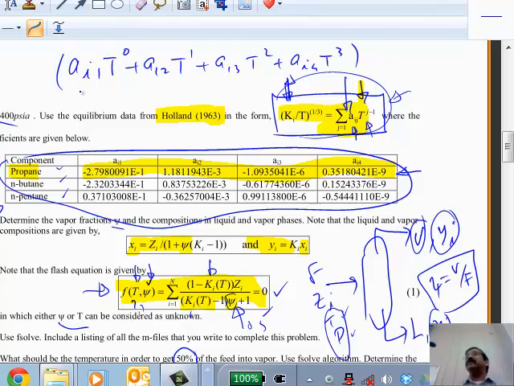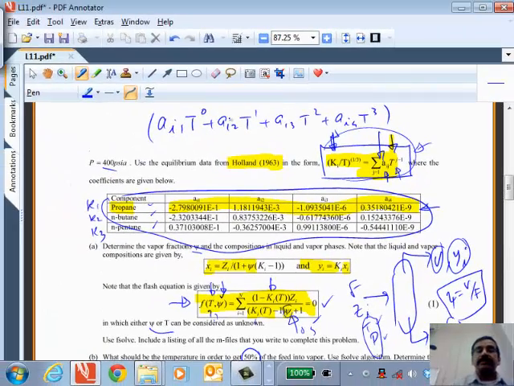I is the component number. I equals 1 means propane, I equals 2 means butane, etc. Okay, so these are all I. So I have 4 numbers in A, and I need to multiply it by t to the power 0, t to the power 1, t to the power 2, t to the power 3, and then add them up. And then I need to raise this whole to the power 3. Why? Because I have 1/3 in here. Okay, so raise both sides to the power 3 and then multiply it by t. That is the formula I want to input into that particular function. Any questions on this? Do you understand what I'm trying to do?